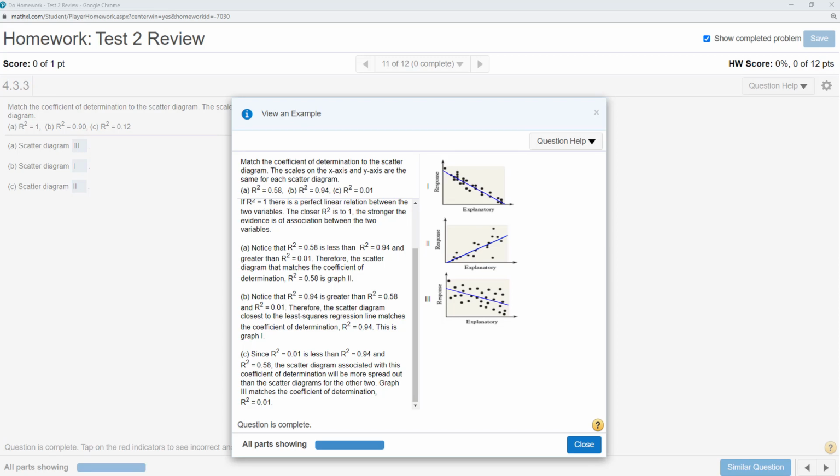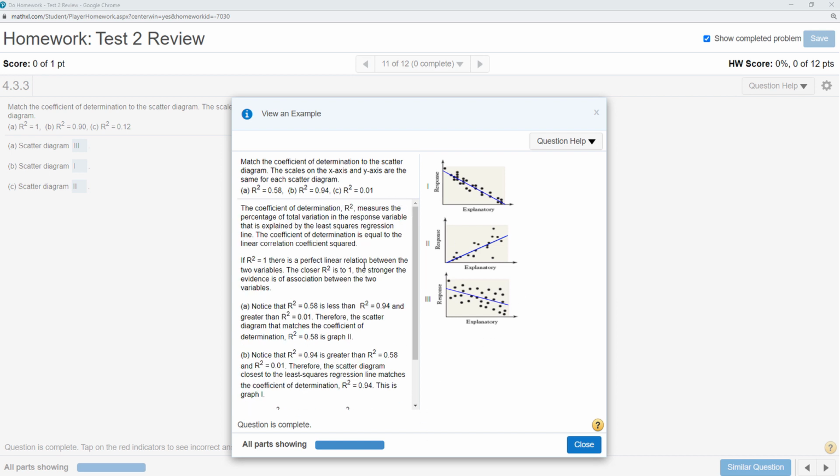Okay, this is chapter 4, section 3, problem 3. They asked us to match the coefficient of determination, r squared, to the scatter diagram. The scales on the x-axis and the y-axis are the same for each scatter diagram.